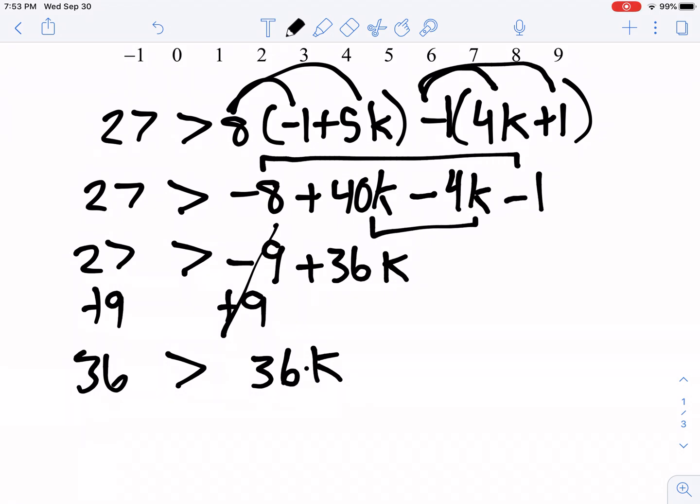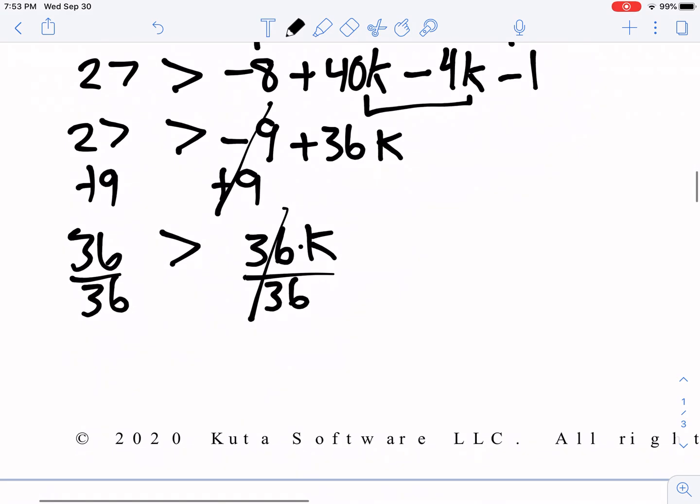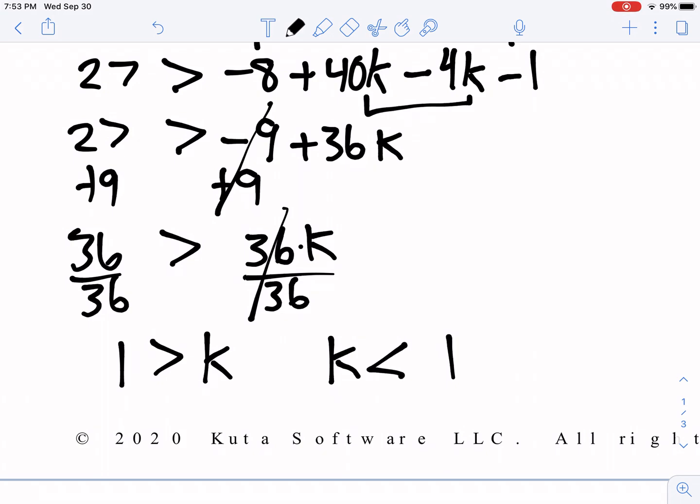Okay. Well, this is multiplication. How do we undo it? Divide by 36 to both sides. Inverses cancel, and we get 1 is greater than k. Or another way to think of it is k is less than 1. Well, again, it's easier if we keep the variable on the left, so let's flip everything, put this on the left and this on the right. What changes with our inequality symbol then? It flips. So this guy is now facing this way.